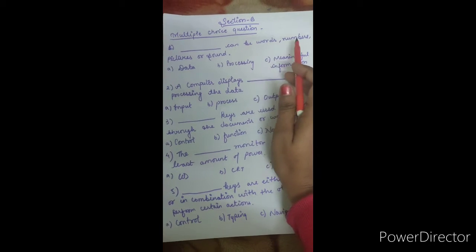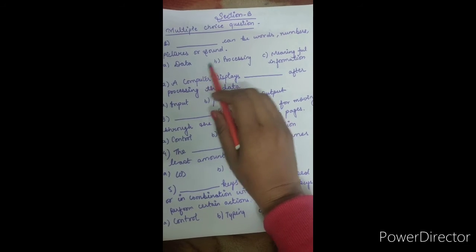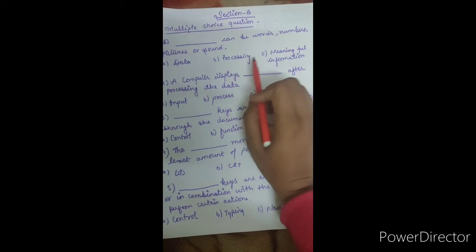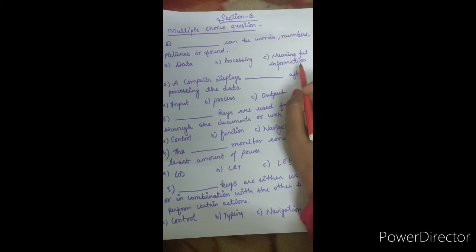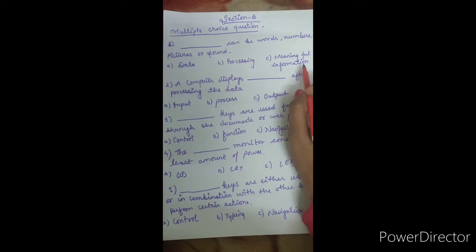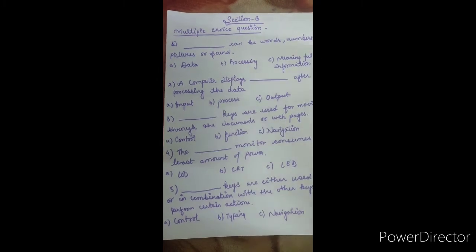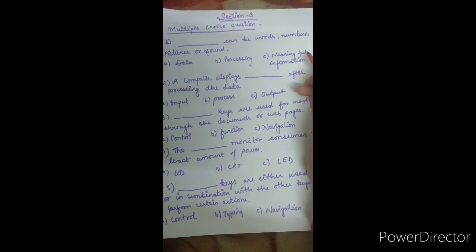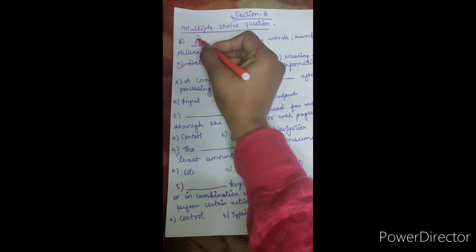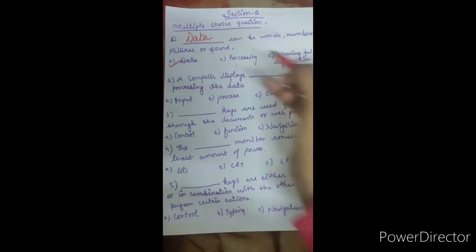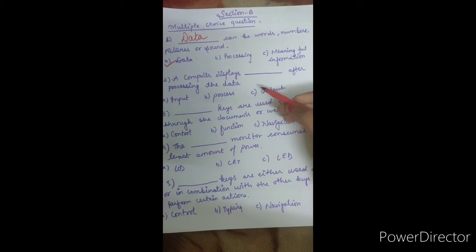Dash can be words, numbers, pictures or sound. Data can be words, numbers, pictures or sound. Processing can be words, numbers or sound. And meaningful information can be words, numbers, pictures or sound. So data can be words, numbers, pictures or sound. Option A is true. So write data.